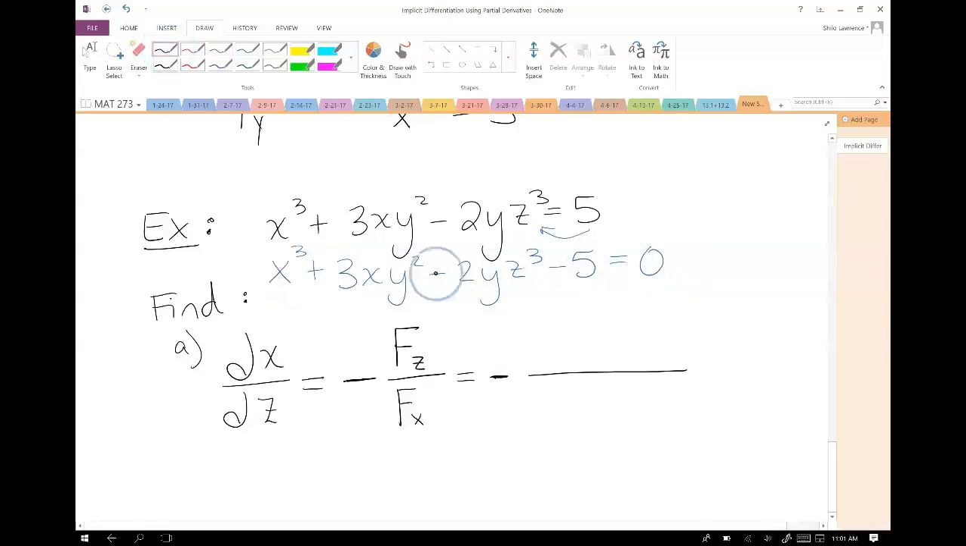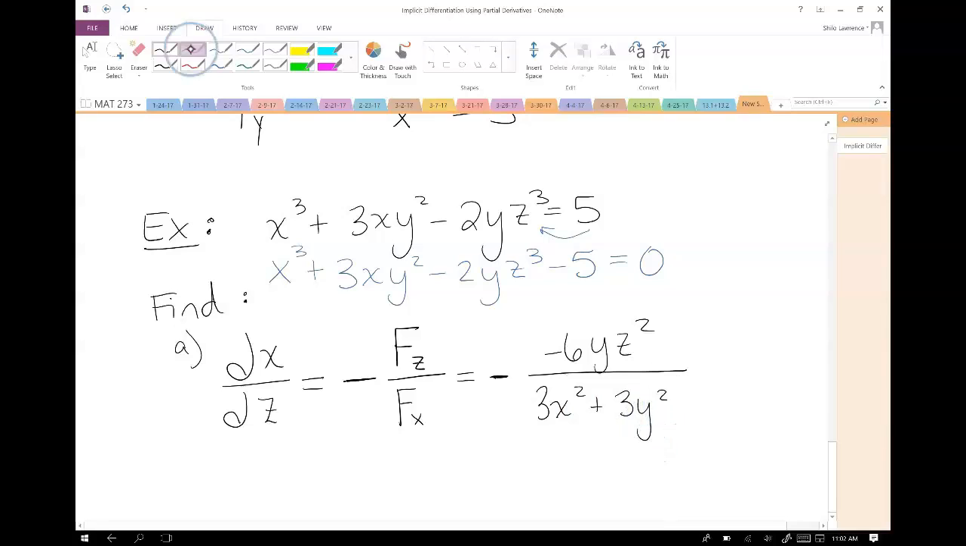So now I'm going to take the partial with respect to z. Well, the first term has no z's, so its partial derivative is 0. Second term has no z's, its partial with respect to z is 0. The third term has a z, so we're going to do the power rule on the z, and we're going to get negative 6yz squared. And the last term is a constant, so its derivative is also 0. In the denominator, we want the partial with respect to x. So we get 3x squared plus 3y squared.